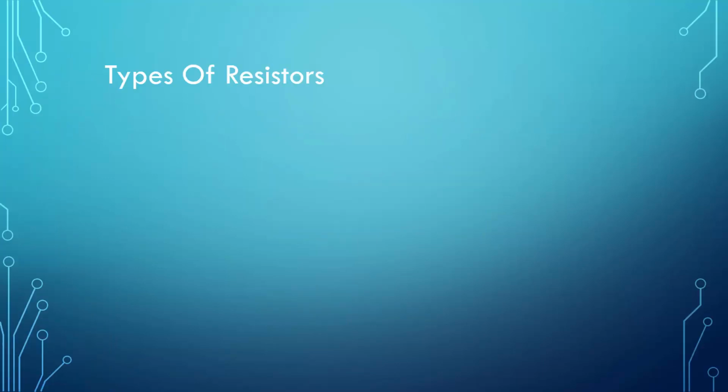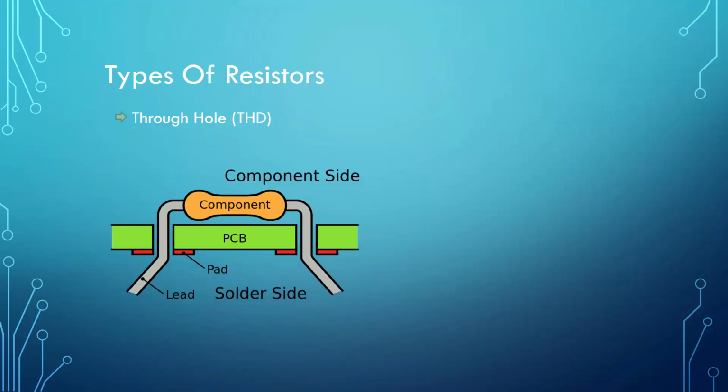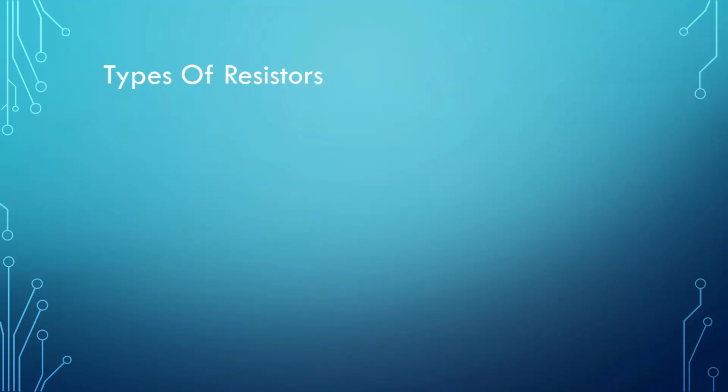Resistors come in a variety of shapes and sizes. The first major category into which the different types of resistor can be fitted is their packaging. There are three main categories for packaging. The first category is through-hole resistor or THD resistor. THD stands for through-hole devices. They are resistors with two leads that can be put through holes on a circuit board.